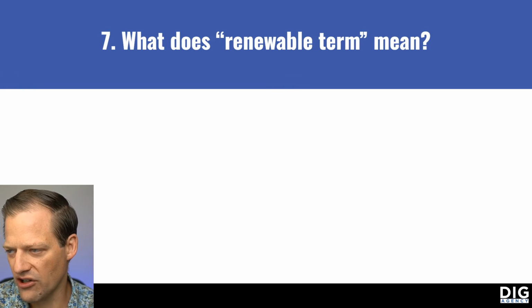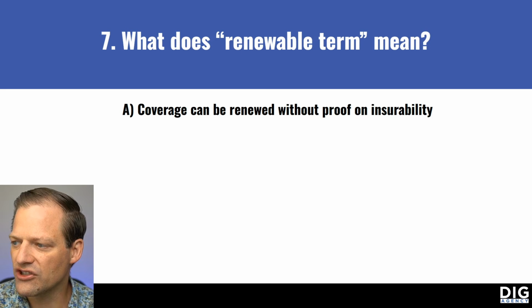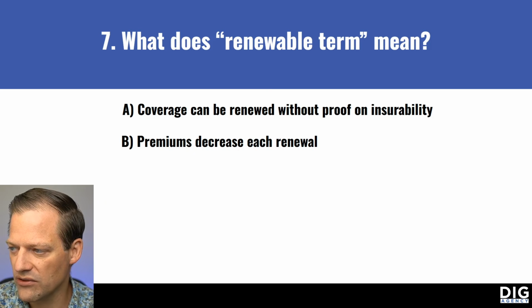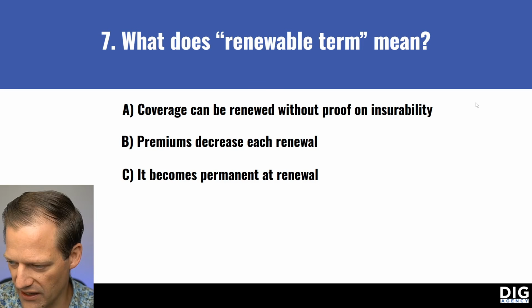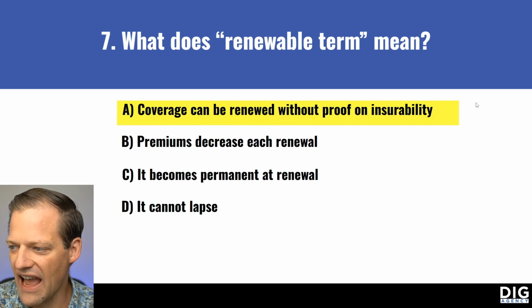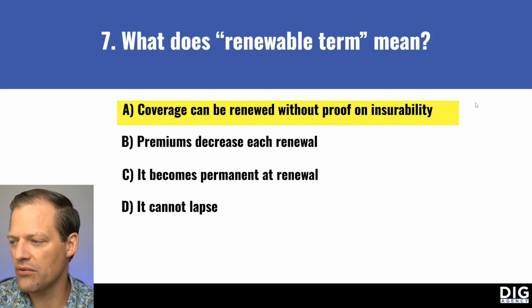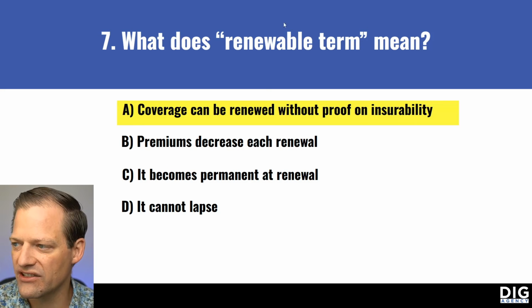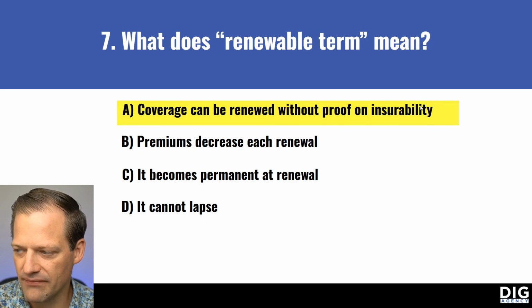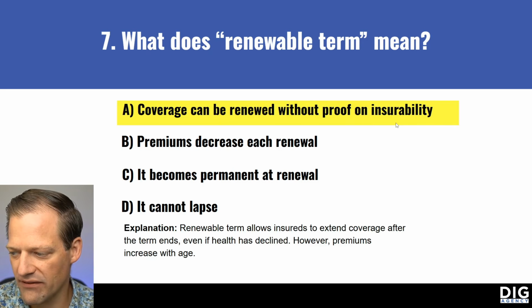What does renewable term mean? Coverage A can be renewed without proof of insurability. B, premiums decrease each renewal. C, it becomes permanent at renewal. Or D, it cannot lapse. The answer is A, coverage can be renewed without proof of insurability. So the way to remember that is it's renewable. So always look for that renewal in the name. And then the other side of it is that you can renew the term without having to take an exam. That's the case. It's insurability. So you don't have to prove you're still medically eligible to have the plan.